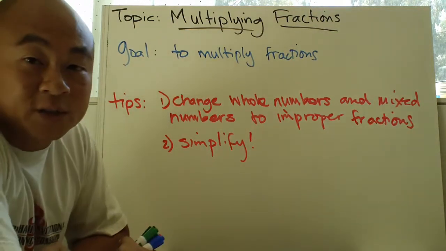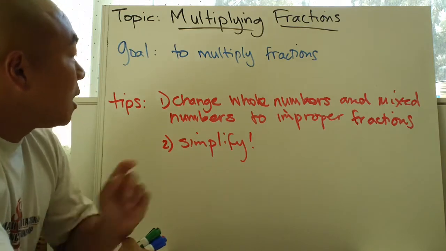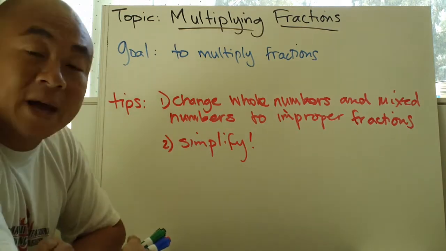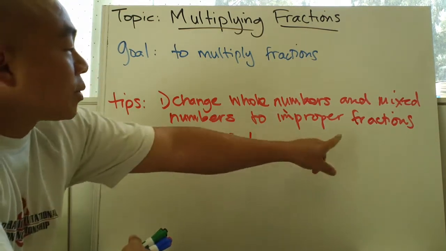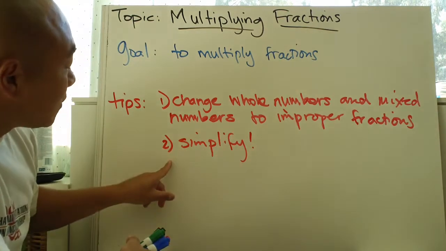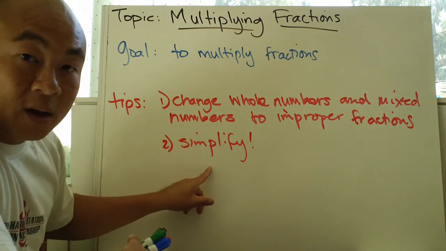Alright, a couple of fraction tips again when you're multiplying. First one is to change whole numbers and mixed numbers to improper fractions. And then secondly, to simplify.